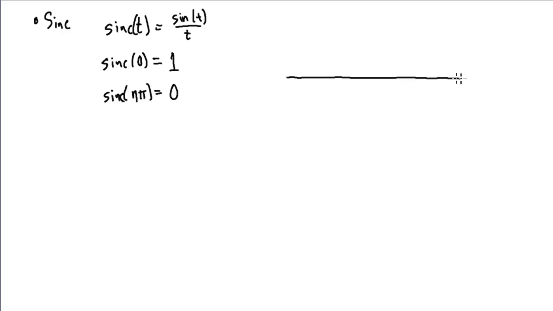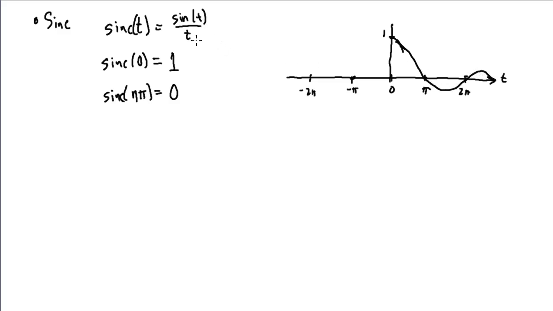That's enough information to at least come up with a rough sketch of the sinc function. We know at 0 it's equal to 1, and then at pi it's 0, at minus pi we have another 0 crossing, at 2 pi it's 0, at minus 2 pi it's 0. The sinc function is a sine divided by t, so as t gets larger, as we're dividing by t, the sinc function will get smaller and smaller, but it's oscillating here. So these oscillations get smaller.